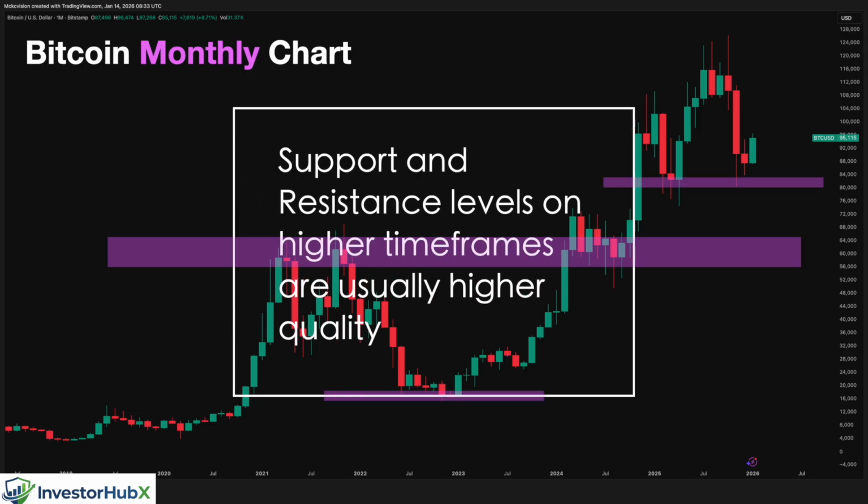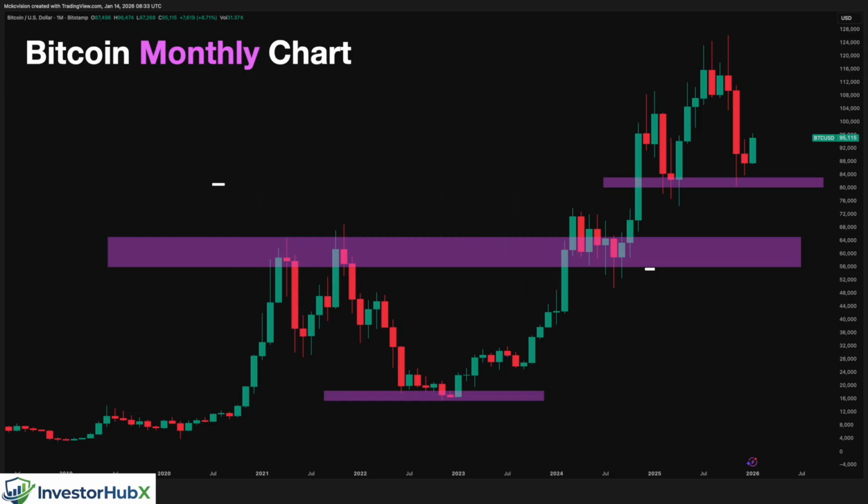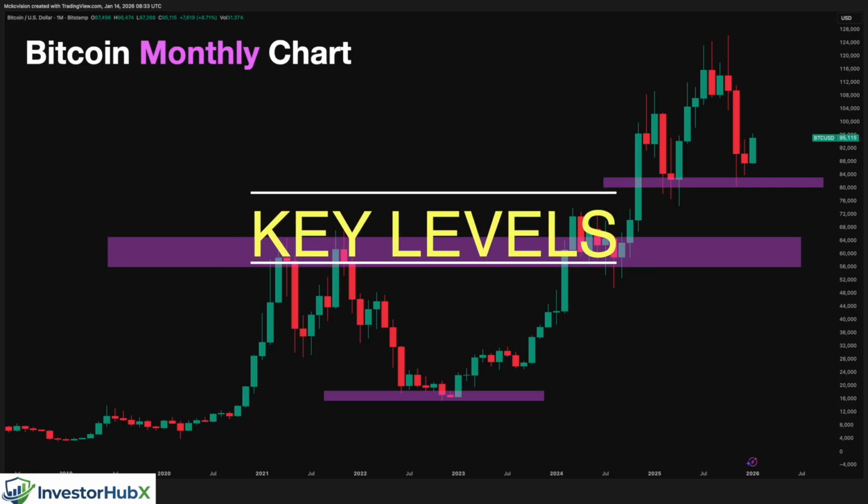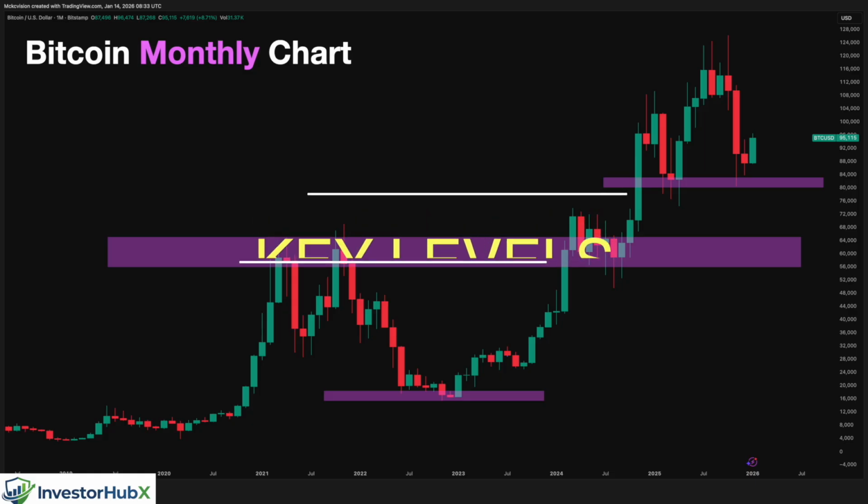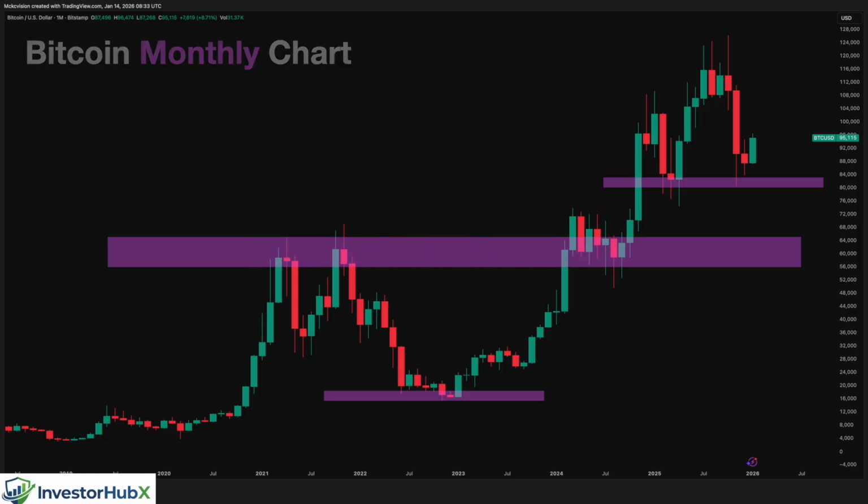Support and resistance levels on higher time frames are usually higher quality, and we call these key levels. There is a higher chance that traders will take action when price reaches a key level. Let's now go through step by step how to draw them.